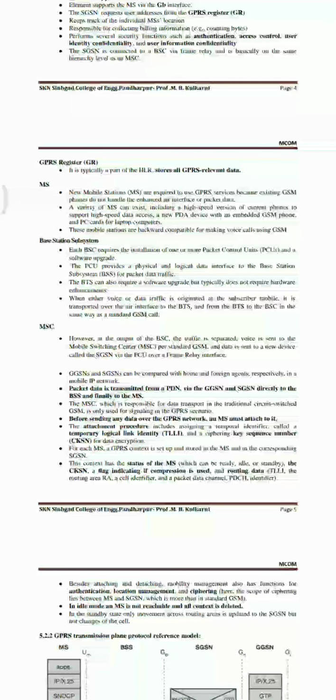The MSC, which is responsible for data transport in the traditional circuit switched GSM, is only used for signaling in the GPRS scenario. So in simple GSM architecture, we have seen that the MSC is responsible for data transmission, or you can say voice communication. But in GPRS architecture, or packet switched data transfer, this MSC is responsible only for signaling in the GPRS scenario.